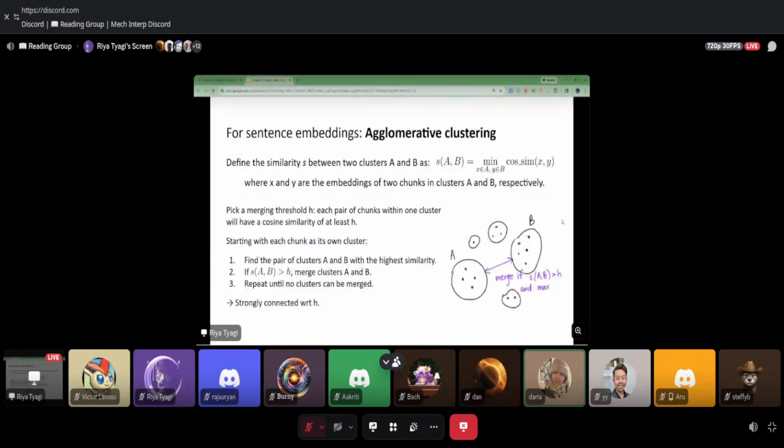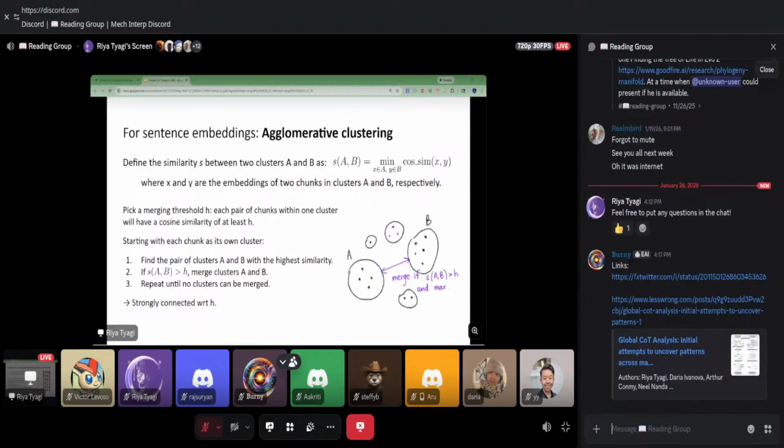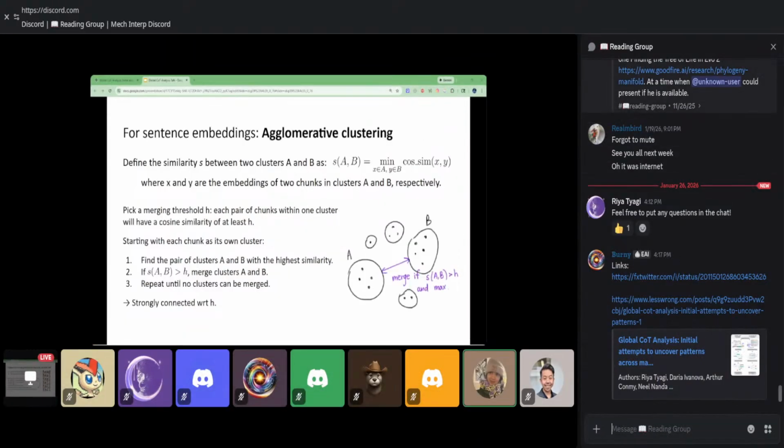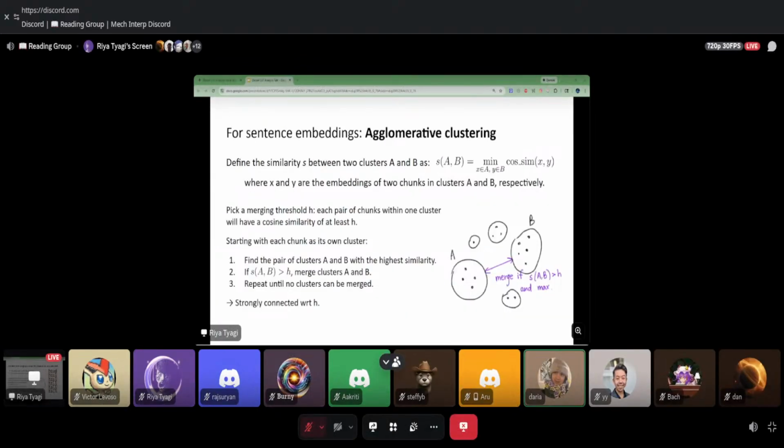So for sentence embeddings, we use agglomerative clustering. I will briefly go through this, and if people have questions, you can ask later. This is not a key feature of what we're trying to explain, or the message, the thing we learned from global chain of thought investigations. It's a quick thing. Feel free to put any questions in the chat, and I can also answer them there.